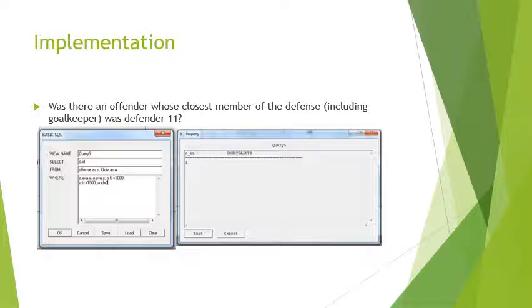This query answers the question, was there an offender whose closest member of the defense, including the goalkeeper, was defender 11? This is important due to skill levels. Let's say that the best offender on the pitch is offender 9. As a defense, you would want defender 11 to be close to offender 9. On the other hand, for the offense, if offender 9 is the best offender, they should try to stay as far away from defender 11 as possible to maximize their attack.